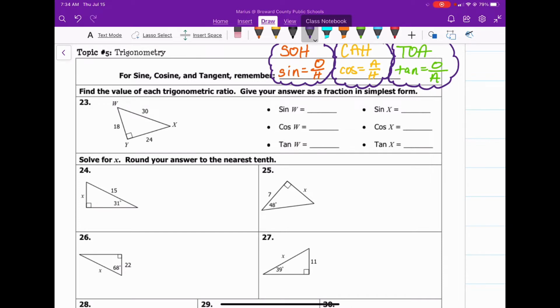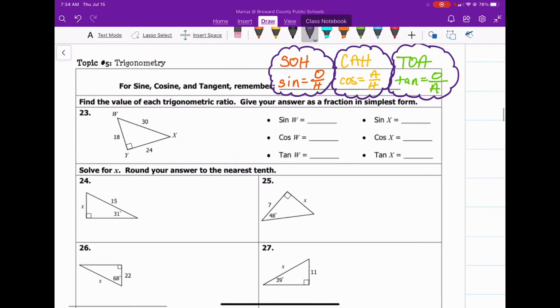That acronym tells you how to remember how to set up the ratios. Sine is equal to opposite over hypotenuse. Cosine is equal to adjacent over hypotenuse. And tangent is equal to opposite over adjacent. Opposite, adjacent, and hypotenuse come from triangles, and you have to know how to label these right triangles.